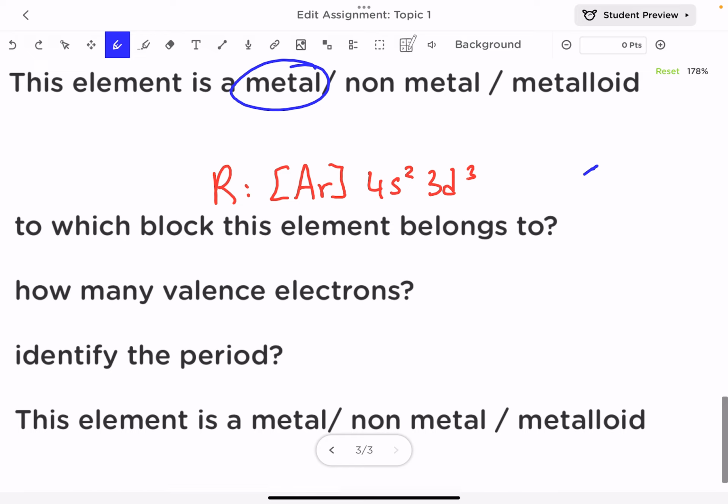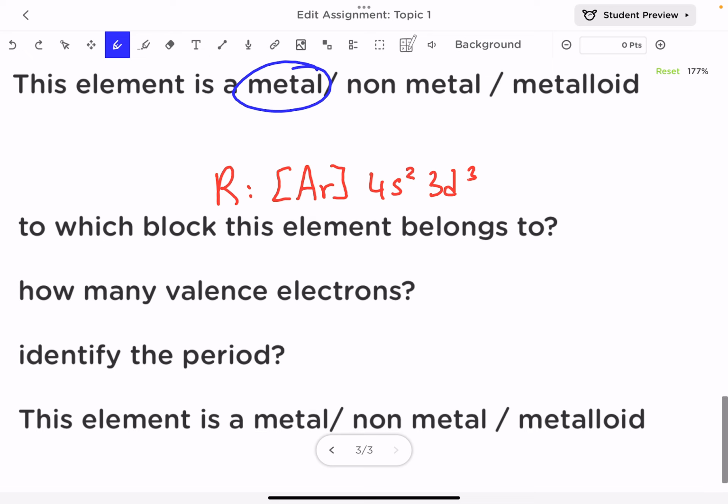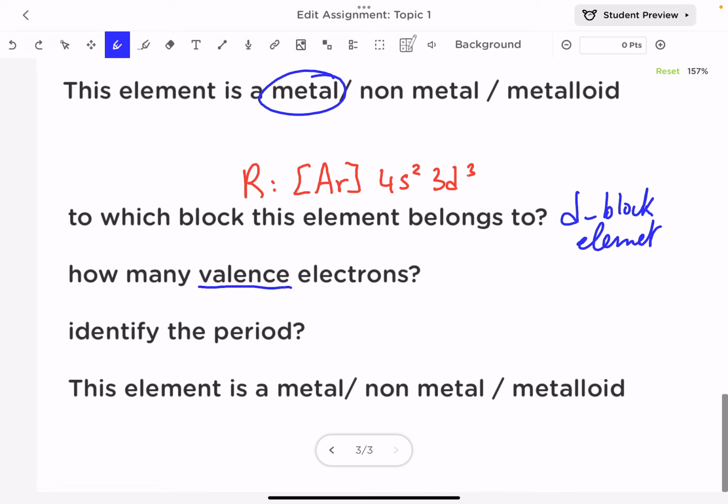Finally, we have this noble gas notation of a certain unknown element R ending with letter d. So this element is a d block element, which is a transition metal. How many valence electrons? To identify the valence electrons, we always need to look at the highest level reached and not the last level written. The last level written is 3, but the highest level reached is 4. And in 4, we have 2 valence electrons. So this one has 2 valence electrons.